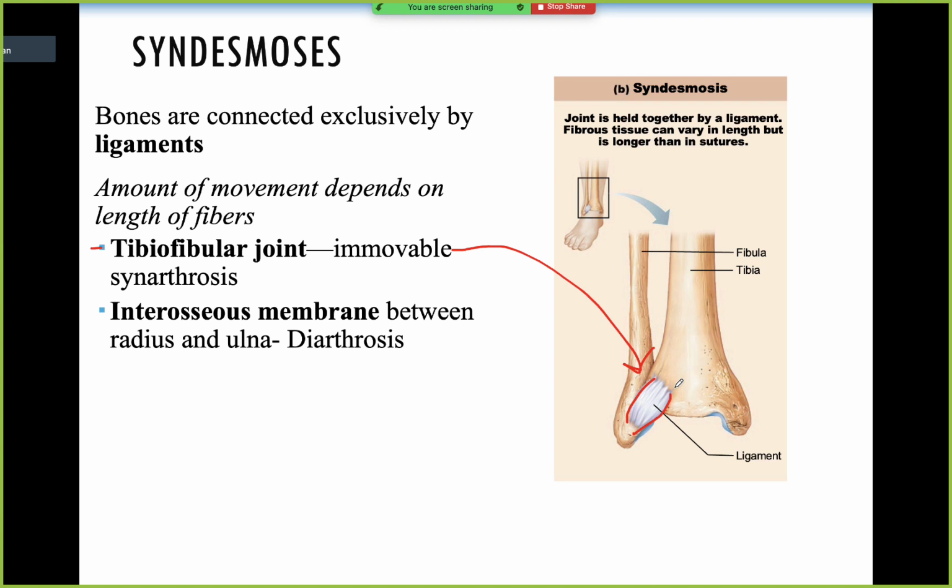Remember, under the functional classifications, an immovable joint is called synarthroses. So do me a favor, and next to synarthroses, write immovable type of joint. A synarthroses is an immovable type of joint. That is the definition of this. And then I'm going to draw the next example here. That's your radius. Let's do the ulna.